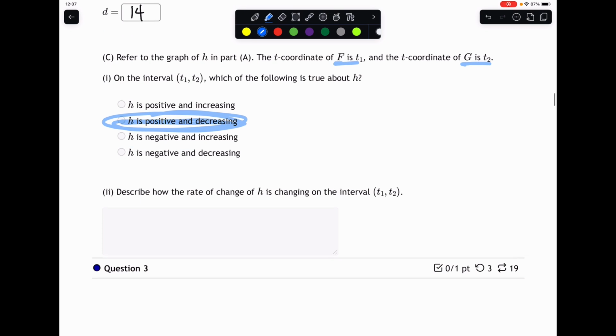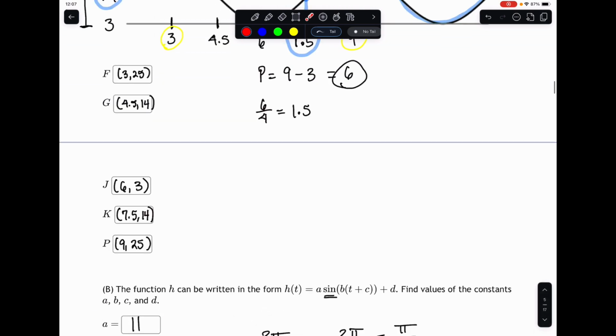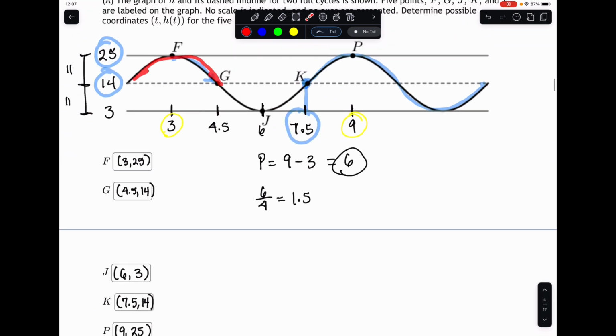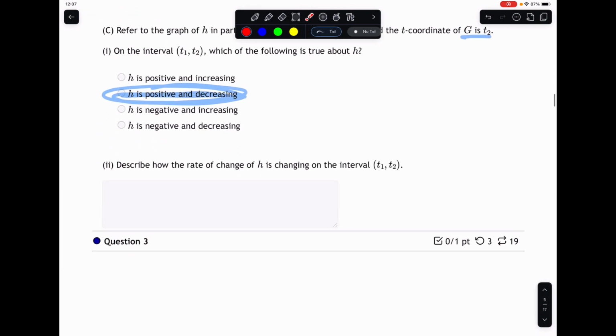And then, what's happening there? Describe the rate of change in this interval. Well, since we are decreasing, our rate of change is going to be a negative number. And since the graph is concaving downwards from F to G, it's negative at a decreasing rate.